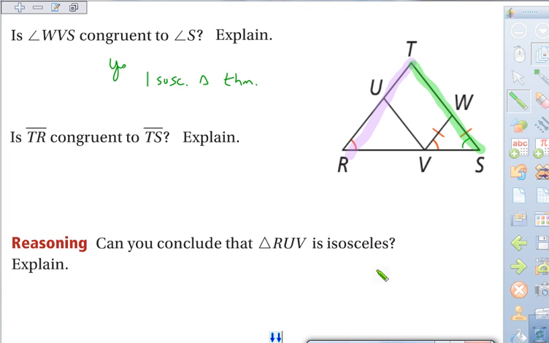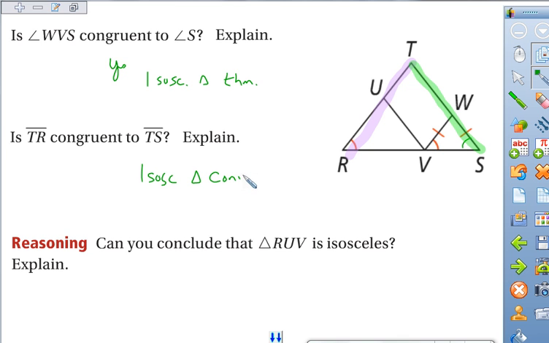Now we're trying to decide, is TR congruent to TS? So those are the purple segments. So now we have the base angles congruent. So if the base angles are congruent, then the sides are congruent because of the isosceles triangle converse. And you could write it as isosceles triangle converse or converse of the isosceles triangle theorem, whichever suits you.